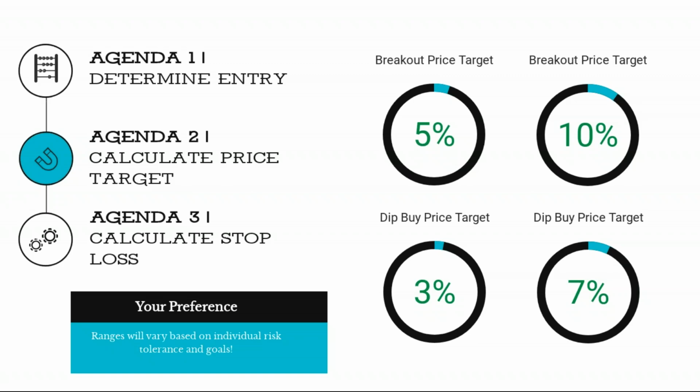But the high range that you want to look for in a dip buy, typically on a standard dip buy price target, is set at 7%. So you're looking at between 3 and 7% for that price target, and 5 to 10% on a breakout. This is the standard that you can use on pretty much any. You can set these up in your brackets.